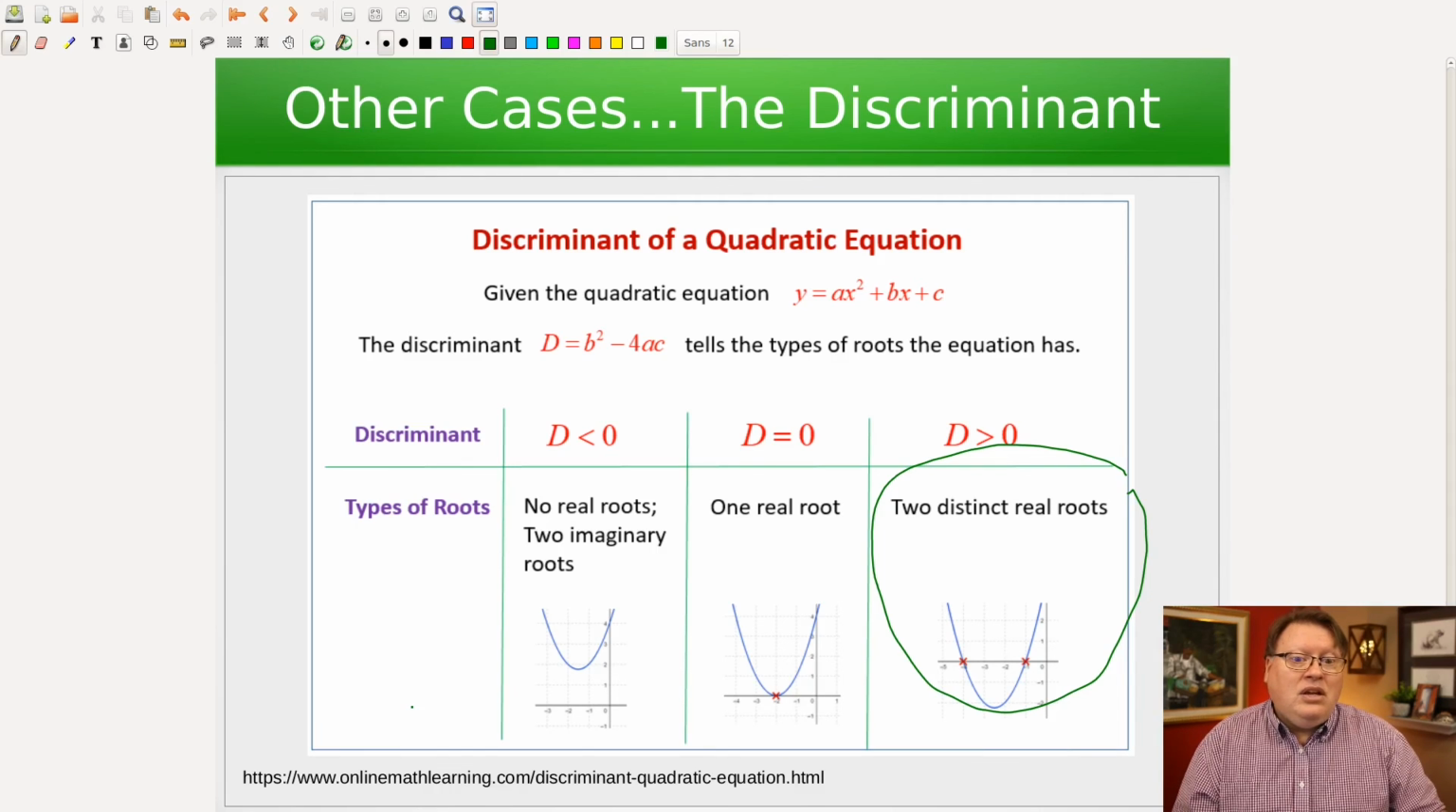So when we talk about solving the quadratic equation, what you're really doing is solving where your quadratic function crosses the x-axis. The roots, or zeros, of a quadratic function are the roots of your quadratic equation.